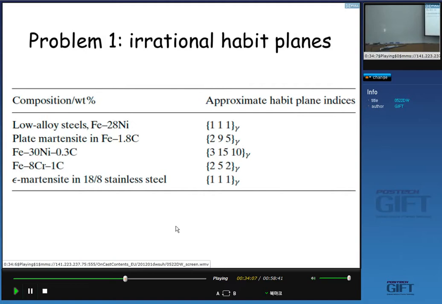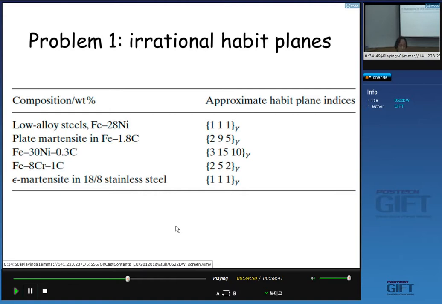And moreover, the index of the habit plane is quite a strange number, close to this plane, not exactly matching this plane, and close to this plane. And as you know, the slip plane of the austenite FCC structure is 111. Right? Slip plane of the austenite will be 111. And this is not a 111 plane.